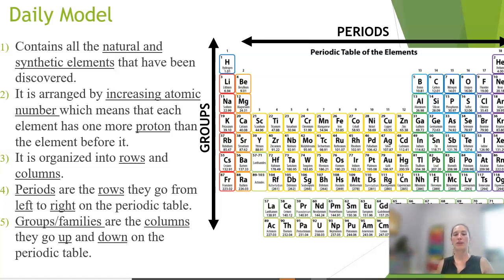So the main thing to remember here: the periods are the rows going across. There are 1, 2, 3, 4, 5, 6, 7 periods. And the groups are the columns going up and down. Those you can see with the number at the top, 1, 2, 3, all the way over to 18.